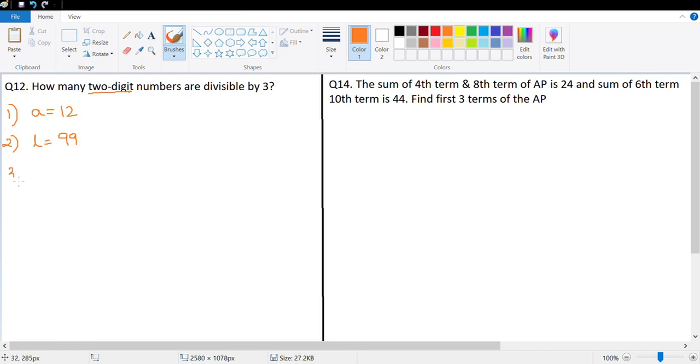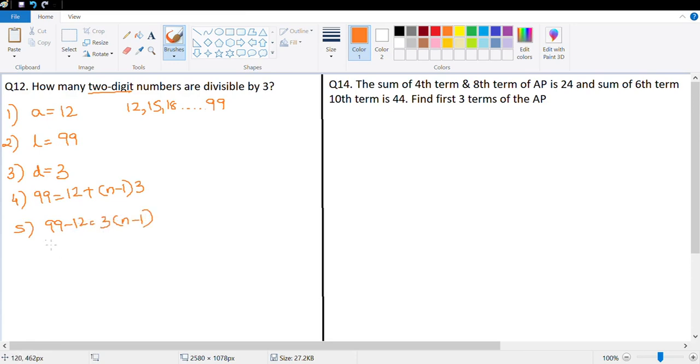And in this AP, the common difference, which is term 2 minus term 1, will be 3, because we are basically looking at an AP which is 12, 15, 18 and so on, ending at 99. So we've got common difference as 3. Next, what we need to figure out is how many terms. So we have 99 is equal to A, in this case 12, plus n minus 1 times D. D is 3. So we have 99 minus 12 is equal to 3 times n minus 1.